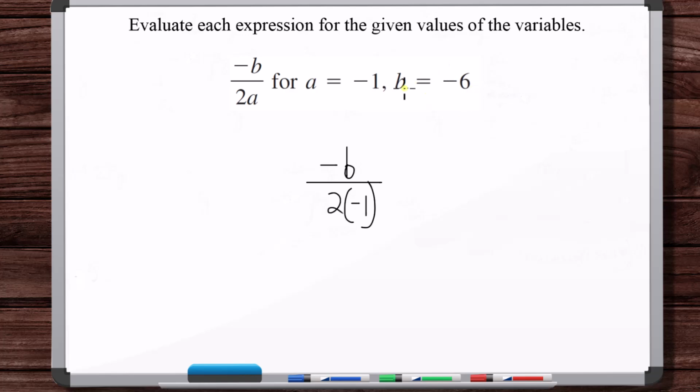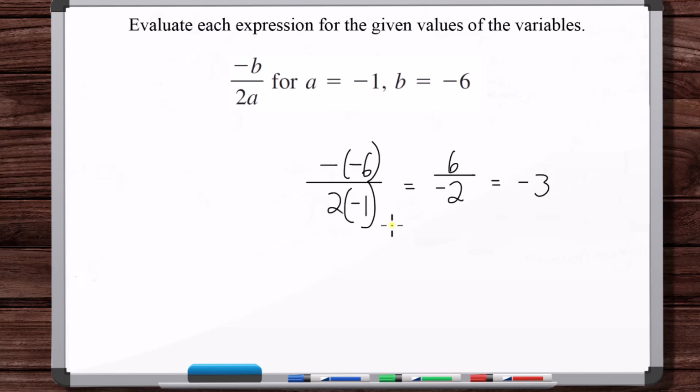So b is equal to -6. Erase the b, and then bring the -6 in. Replace the b with a full parentheses here, with the -6 inside of it. Now simplify. So minus -6 is positive 6, and 2 times -1 is -2. So 6 divided by -2 is -3.